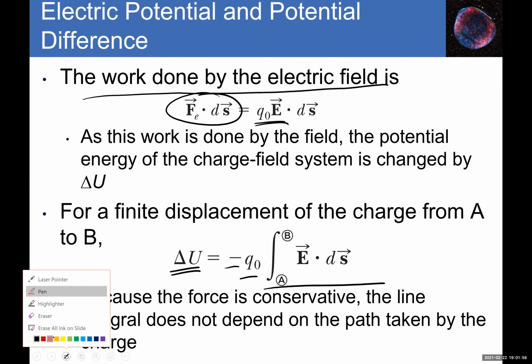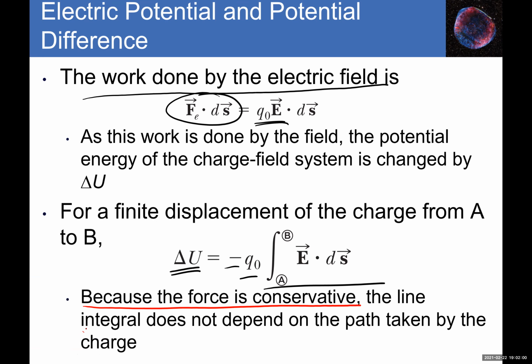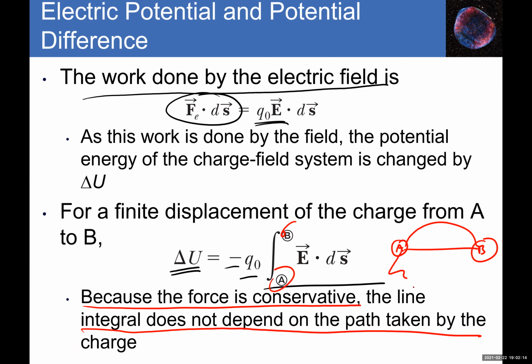Because the force is conservative, the line integral does not depend on the path taken by the charge, which means it doesn't even matter how the particle goes from point A to point B. So let's say here's point A, here's point B. It can go straight like this, can go like this, can go like that. Doesn't matter. That's the beauty of the energy approach. When you're dealing with conservative forces, it's path independent. All you need to know is the energy at point A and the energy at point B, and if the work is done by conservative forces, the energy is exactly the same. So then you can use that to find other things.